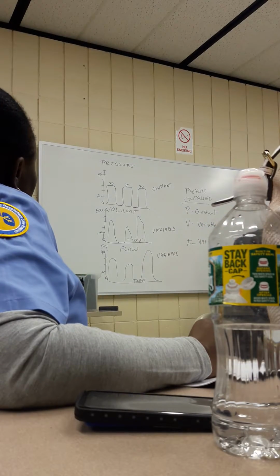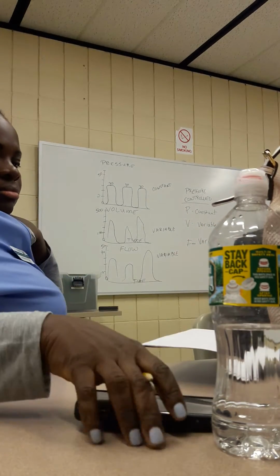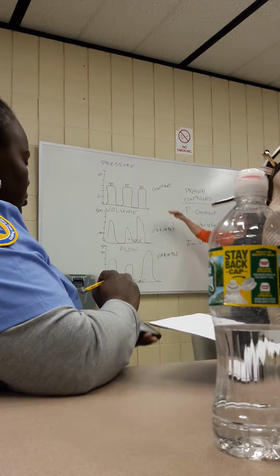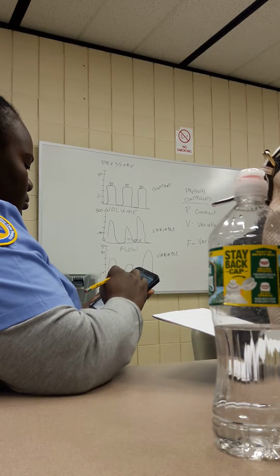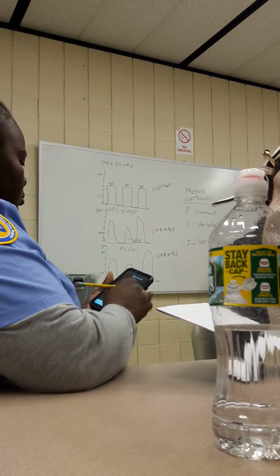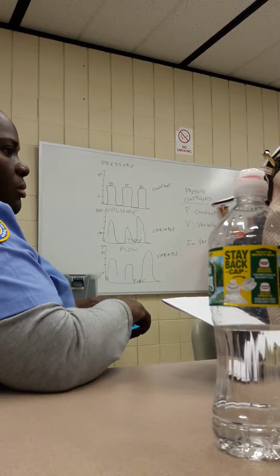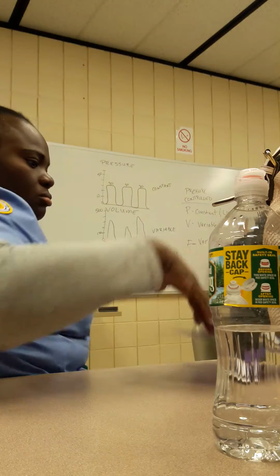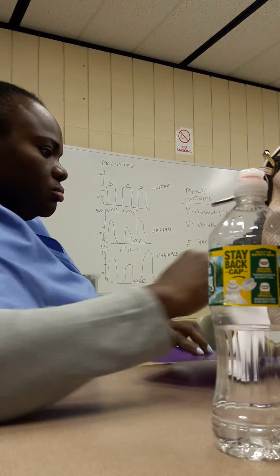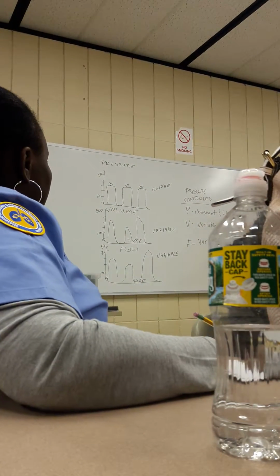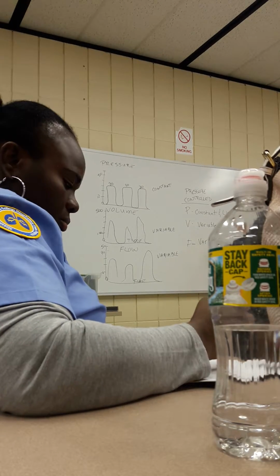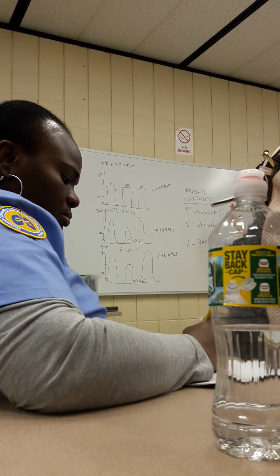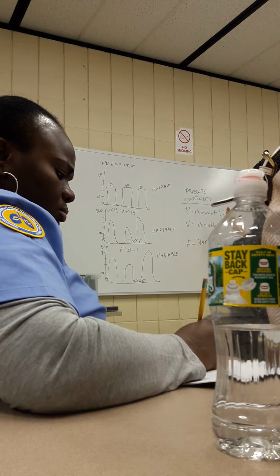If I'm in pressure controlled ventilation, what's limited? Is the volume limited, the flow limited, or the pressure limited? Pressure. So in pressure controlled ventilation, pressure is constant and it is limited, because I set a limit. What's my limit? 30. That's the most that ventilator is going to give.